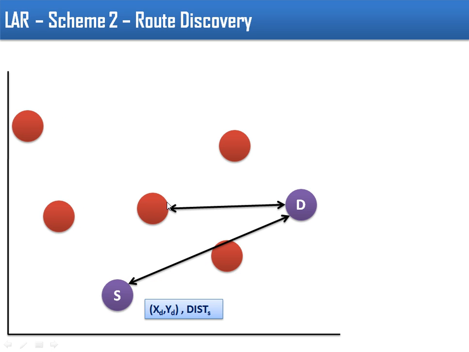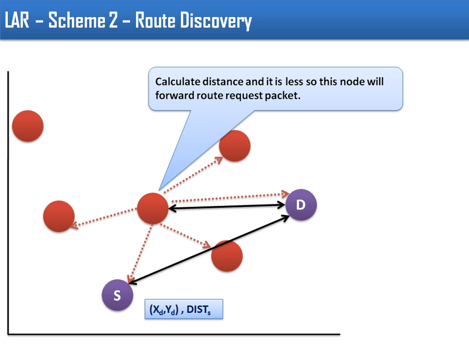So let's take this example. When this node receives the request from S, this node also calculates the distance between D and itself, and this distance is less, so this node will broadcast the route request packet to its neighbors. One copy will be sent to destination D, and D will know someone is trying to search for a route to reach it, and D will send a reply to the sender.